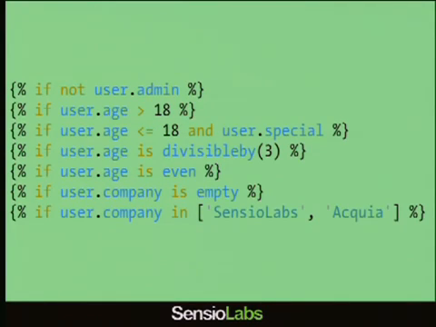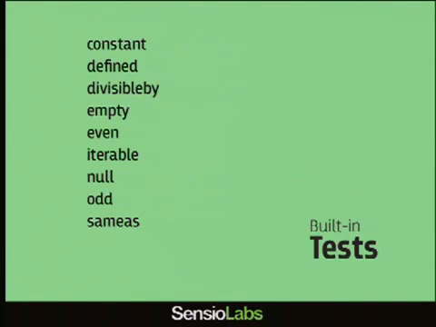So as I said before, after the if, you can have any condition. So if not user admin, if the age is more than, you can have a Boolean expression. Is a special way to test something. So here we say we want to check that the age of the user is divisible by 3, or is even, or odd, or is empty. In is another interesting keyword. It means that I want to check that the user company is in this array here. And we have a lot of built-in tests, really. So I've shown you divisible by, empty, even, odd. We have a few other ones.